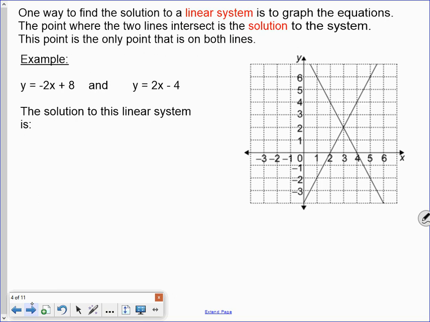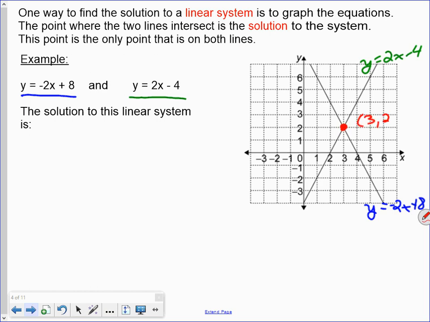So in this graph here, we've got two lines plotted. We've got y equals negative 2x plus 8, which is this line here. And then we've got the line y equals 2x minus 4. The solution to the system is the point where these two lines intersect. This point here, 3, 2, or x equals 3, y equals 2.